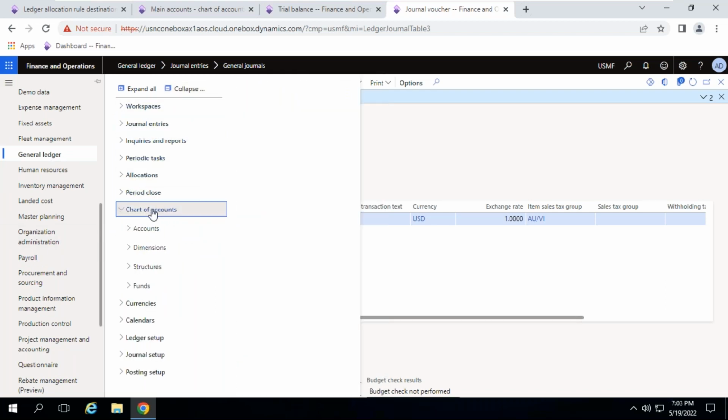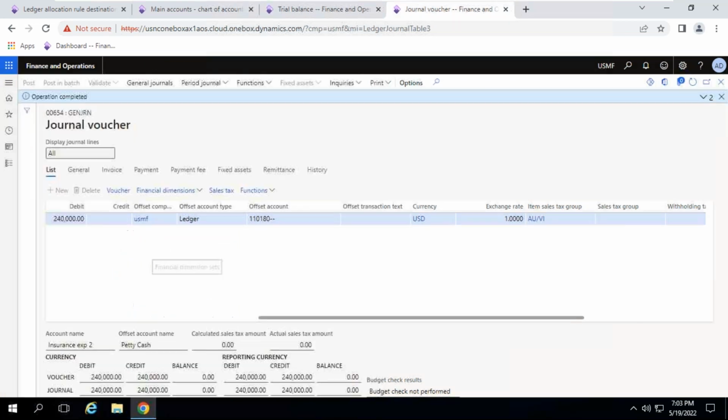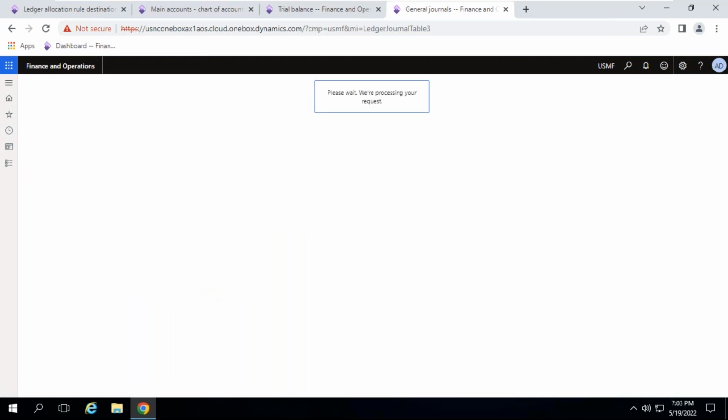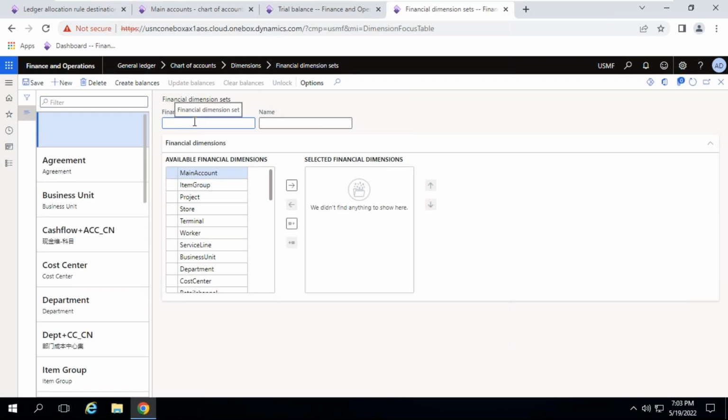So chart of accounts, dimensions, financial dimensions I have explained. Dimension sets I have not explained. Let us understand. Dimension sets means it is combination of like main account plus financial dimensions. So I'm creating one new main account plus department. So I'm selecting main account. For reporting purpose, we need to do this one plus department.